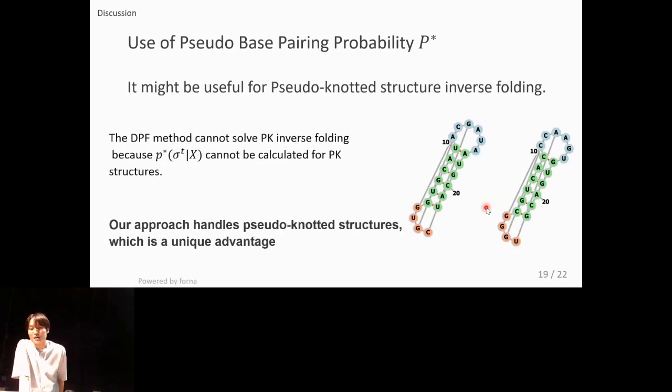And next, our approach may be particularly useful for inverse folding on pseudo-knotted structures. The DPF method cannot handle pseudo-knotted structures because it's impossible to calculate the folding probability used in DPF. In other words, inverse folding on pseudo-knotted structures is a unique strength of our approach.